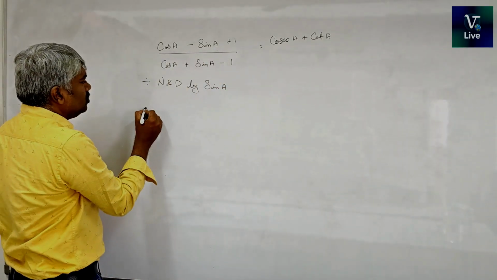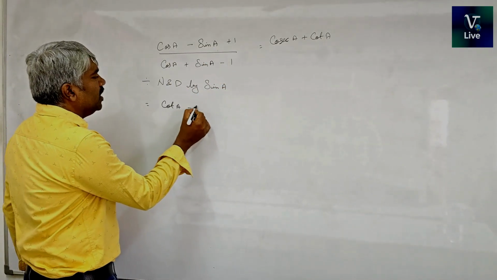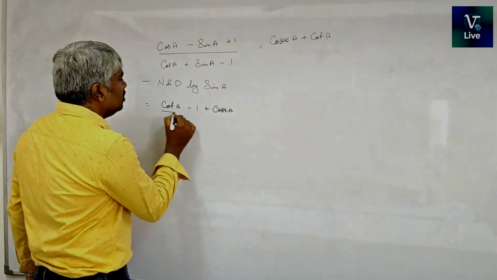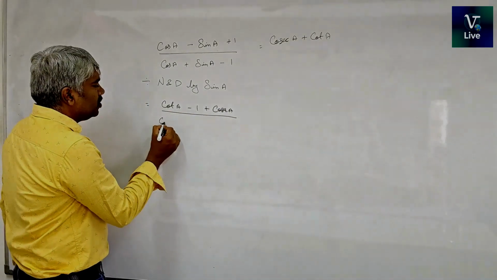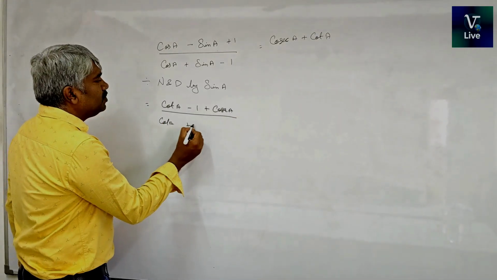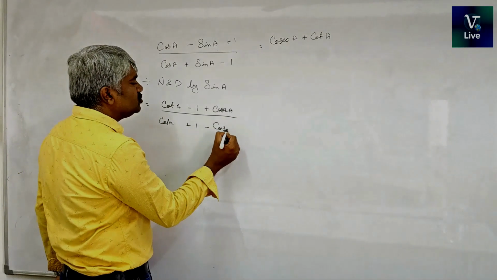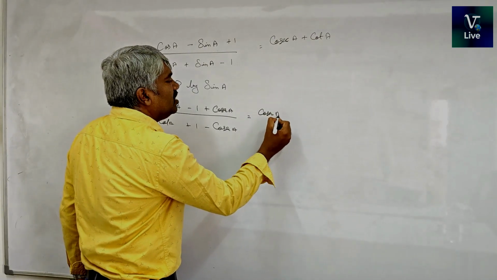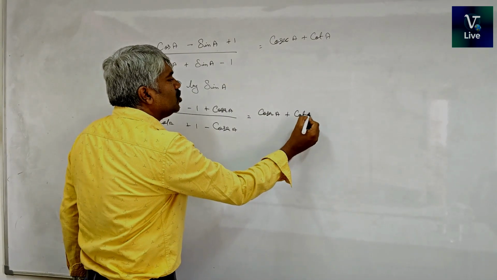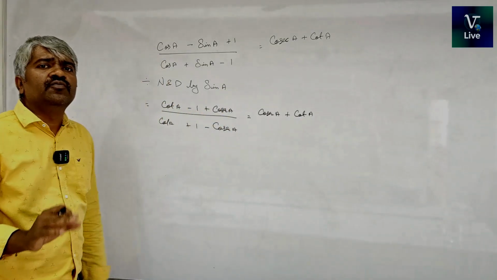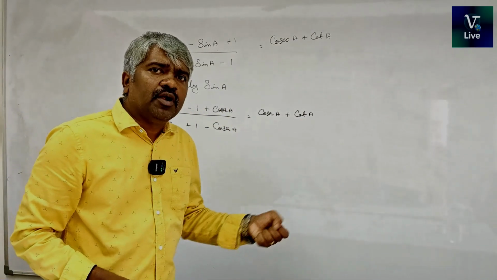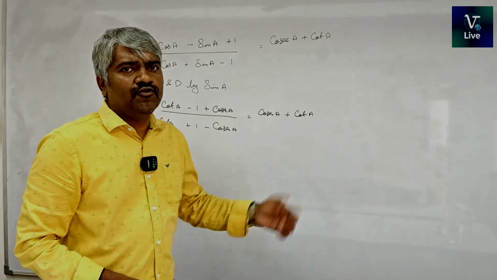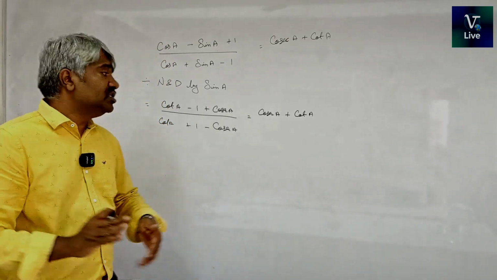Right now, cot A minus 1 plus cosecant A, the whole divided by cot A plus 1 minus cosecant A. I need to prove this is equal to cosecant A plus cot A. So this is the data given to you. Now I am going to solve the same problem in a different way so that it will be quite comfortable for you. But I am going to rearrange the whole question.